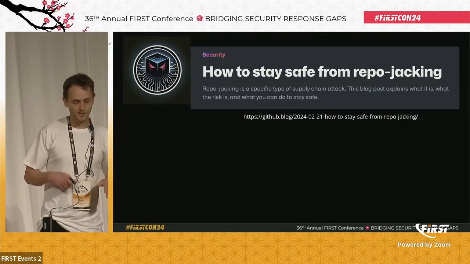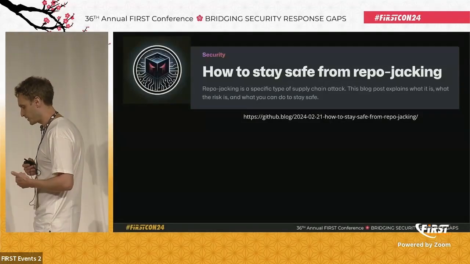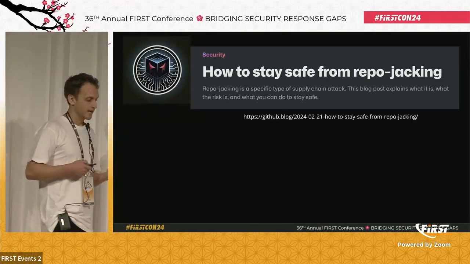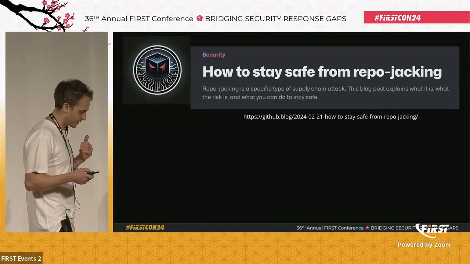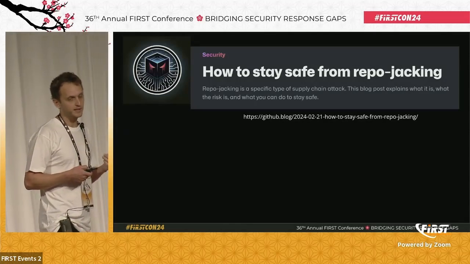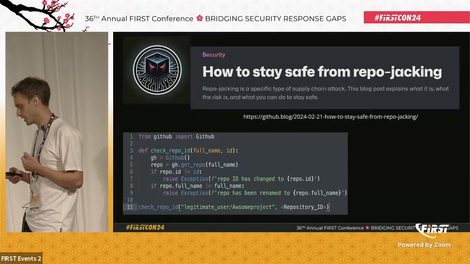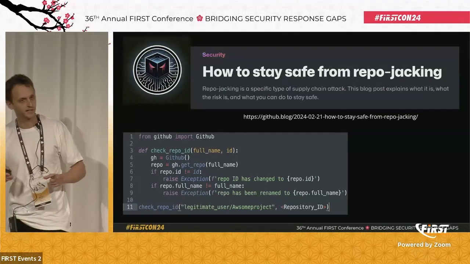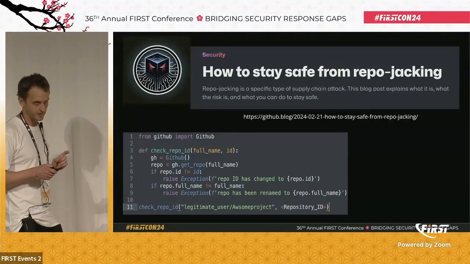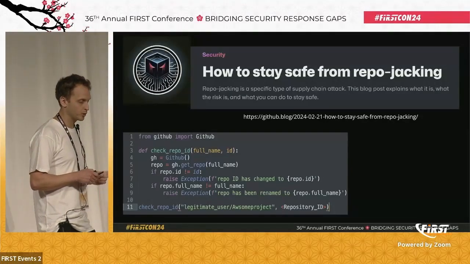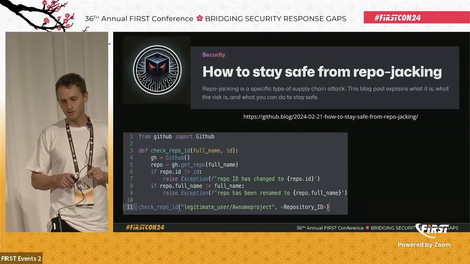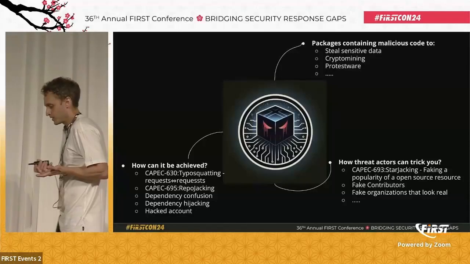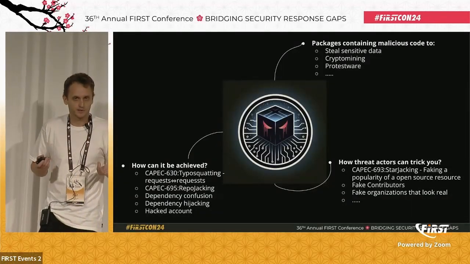And they explain how they protected their users so they will not fall into the trap. I want to stop and show you one of the examples they showed there. It's basically checking the identification number of the repository, because repositories are not only names. They have ID numbers. So if you check those within your code, you're pretty much protected from repo jacking. So please stay safe.